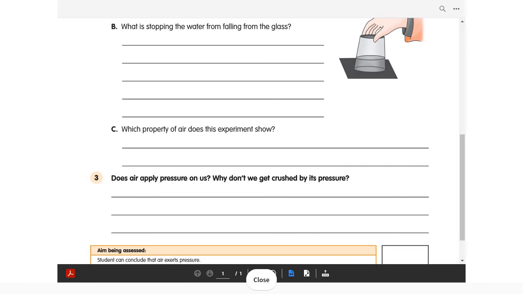Third question. Does air apply pressure on us? Why don't we get crushed by its pressure? We already discussed this question in the topic air exerts pressure, isn't it? So, the answer is, air applies force on us, but we do not get crushed by it because our body also exerts force in outward direction, which balances the force exerted by air.